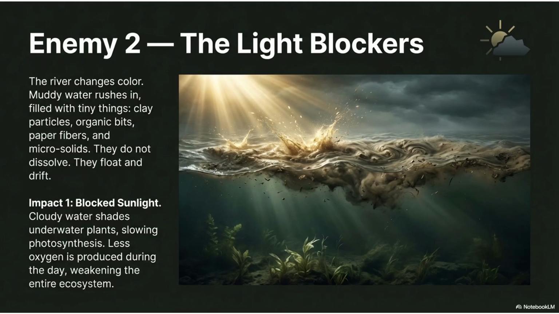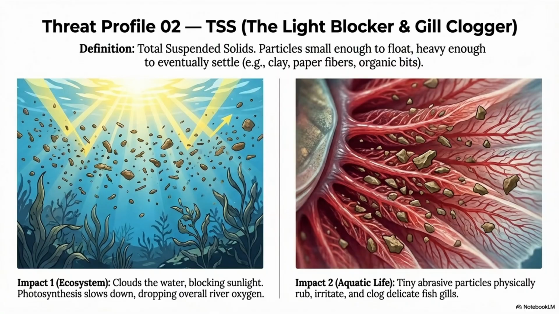Now the bigger question. Why does TSS matter? What does it do to a river? Two major things. First impact on river, sunlight gets blocked. Plants underwater need sunlight for photosynthesis. When TSS is high, the water becomes cloudy. Light cannot travel deep. Plants get shaded. If there is less sunlight, plants are not able to produce enough oxygen because their photosynthesis slows down.